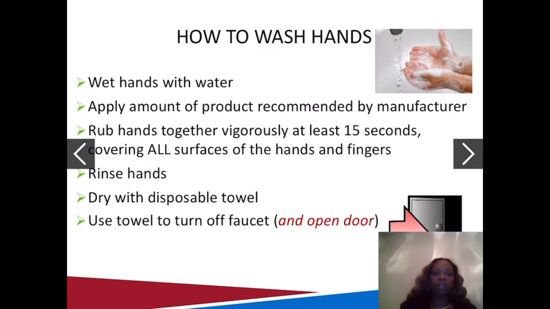In order to wash your hands, you first want to wet your hands, and then apply the liquid soap, and rub your hands together vigorously for at least 15 seconds, making sure to cover all surfaces of the hands and the fingers. You want to rinse your hands. You want to dry your hands with a disposable towel, and then use a fresh disposable towel to turn off the faucet.